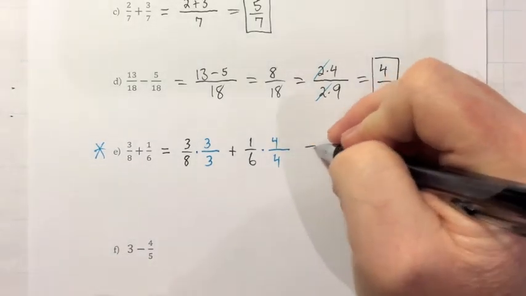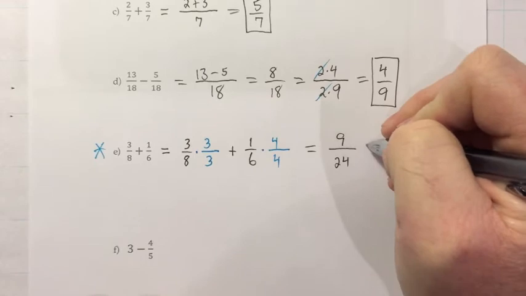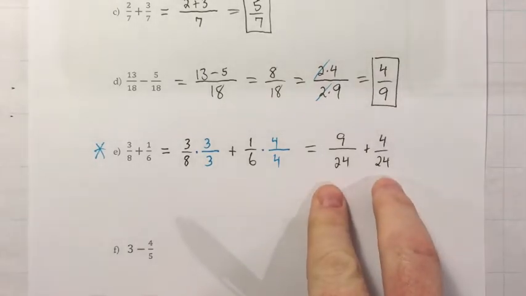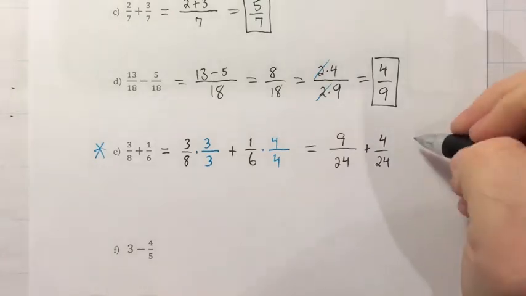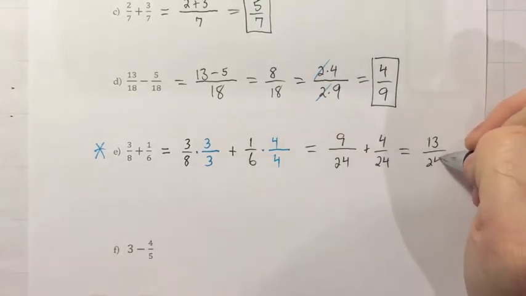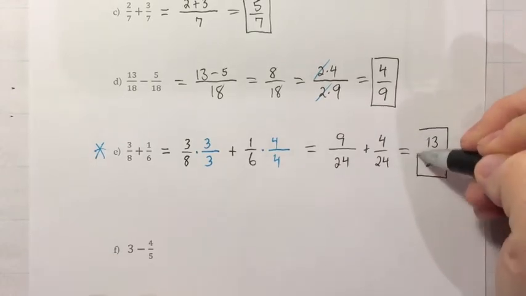And if you do that, you'll have 9 24ths plus 4 24ths. Now they're the same kind, so you can add up the counts. And 9 plus 4 is 13, which is prime, so I'm not going to be able to reduce this. 13 24ths is the answer.